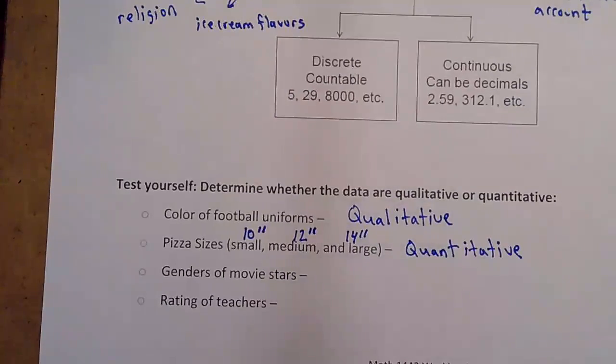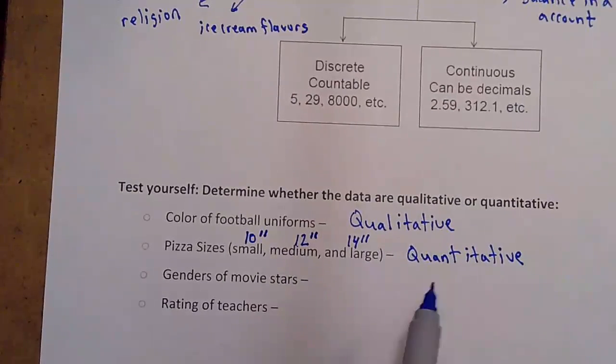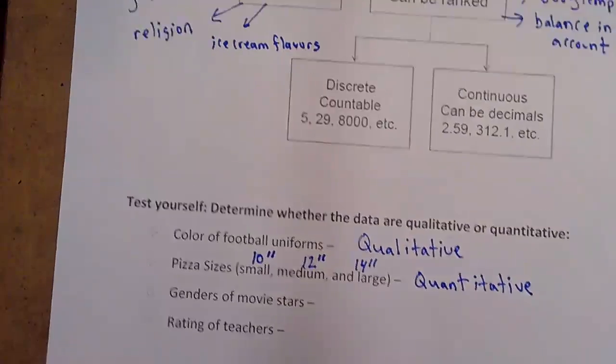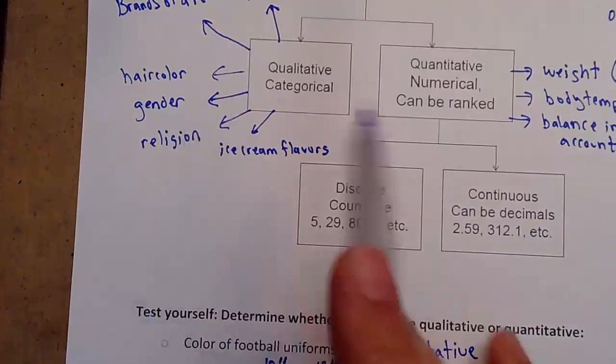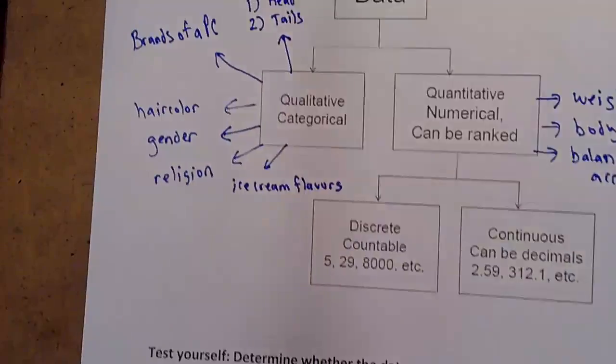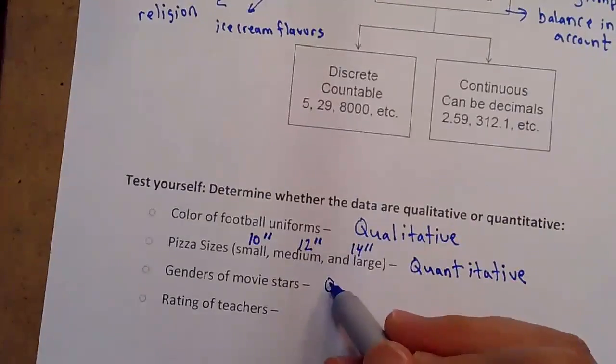Genders of movie stars. Okay, well, they focused it on the movie stars. We had just put gender in general, see? But that would be an example of a qualitative variable.